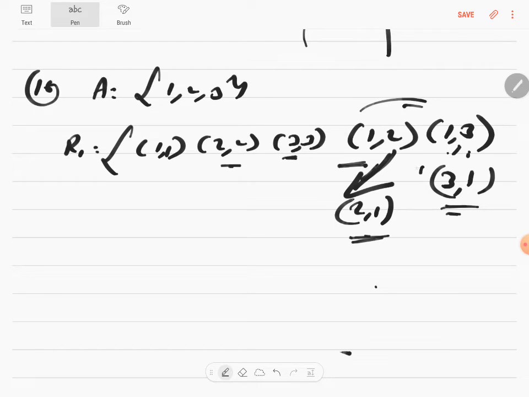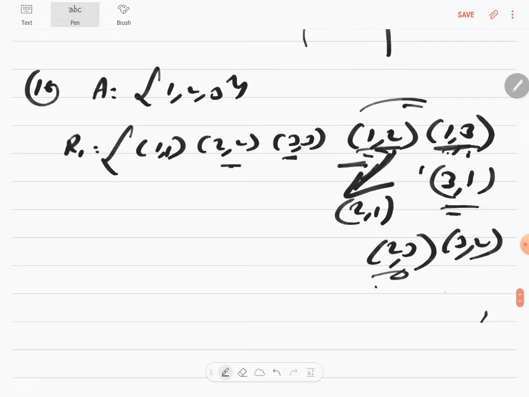1,2. I have to include a 2,3. If I include a 2,3 in this, 1,2 and 2,3 is there, so 1,3 is there. It's becoming transitive. And if I write this, it should not be transitive. I have to write a 3,2. I should not have something here. What is it? I'm lost in this sum.